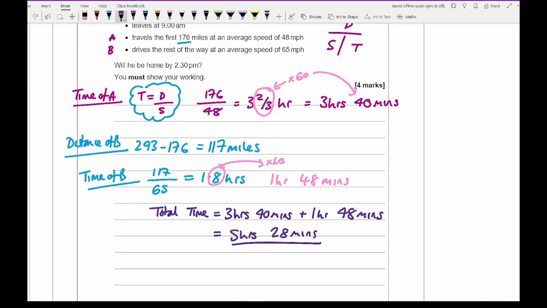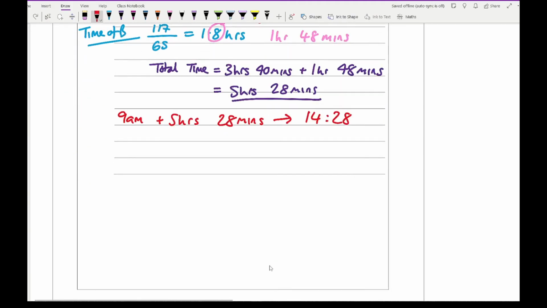If I then add that to the start time, which was 9 a.m., then 9 a.m. plus 5 hours and 28 minutes is going to take me from 9, 10, 11, 12, 13, 14. So it's going to be at 14:28. The question's asking, will they be home for 2:30 p.m.? The answer is going to be a resounding yes, and that's going to be by 2 minutes.